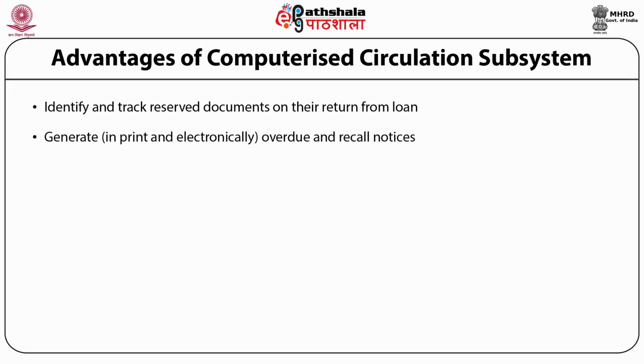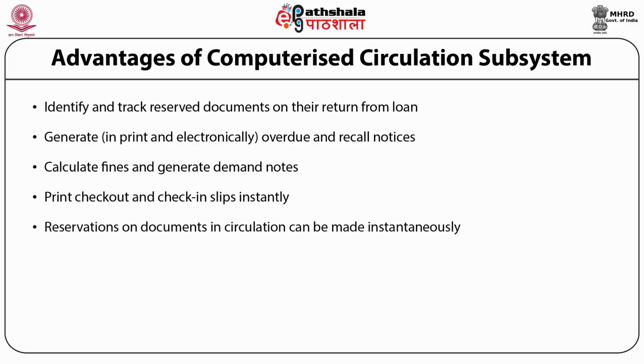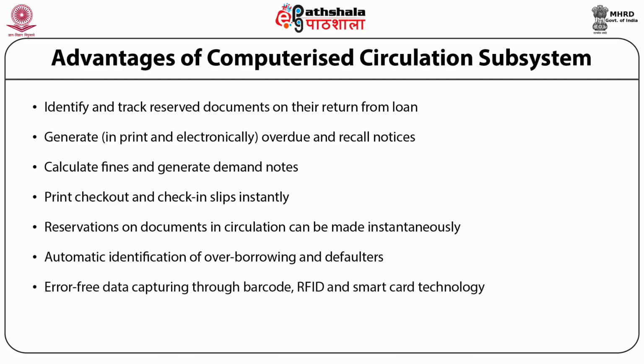Advantages of computerized circulation subsystem: identify and track reserved documents on their return from loan, generate in print and electronically overdue and recall notices, calculate fines and generate demand notes, print checkout and check-in slips instantly. Reservations on documents in circulation can be made instantaneously. Automatic identification of overborrowing and defaulters. Error-free data capturing through the barcode, RFID and smart card technology.